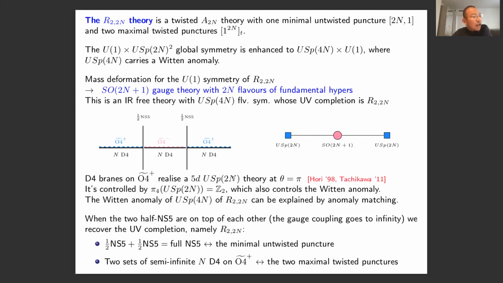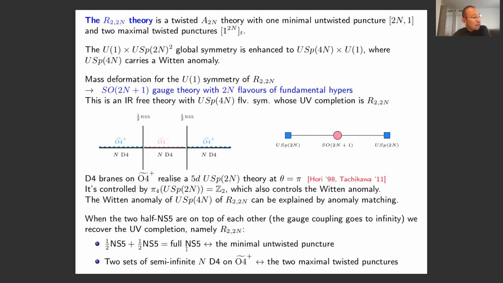And the UV completion you can also see nicely because this is an IR-free theory. The UV completion arrives at infinite coupling. So what do you do when you want to go to infinite coupling? You put these two half NS5 on top of each other, okay? So when two half NS5 are on top of each other, which means the gauge coupling goes to infinity, one half NS5 plus one half NS5 become a full NS5.